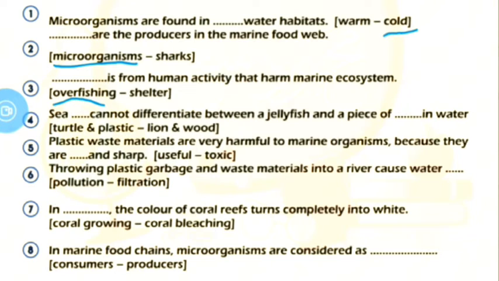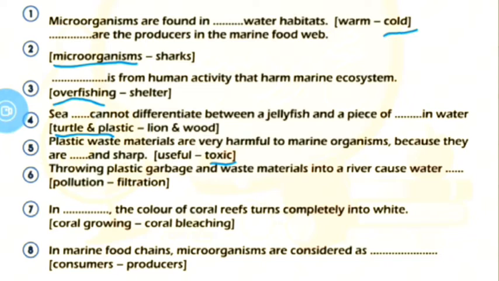Number 3: is from human activity that harms the marine ecosystem. Overfishing. C: can't differentiate between a jellyfish and a piece of plastic in water. Didn't we say that the sea turtle can't differentiate between its food and the plastic, the food which was the jellyfish? So what is it? The turtle and the plastic. Number 5: plastic waste materials are very harmful to marine organisms because they are toxic and sharp. We said they are toxic and sharp.